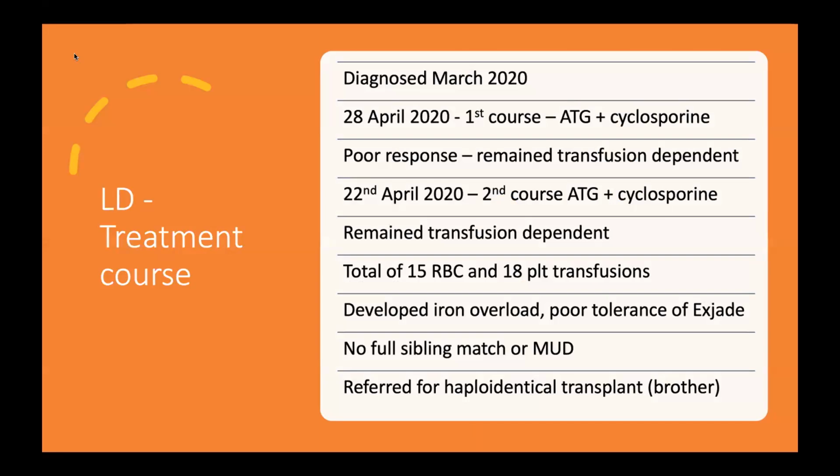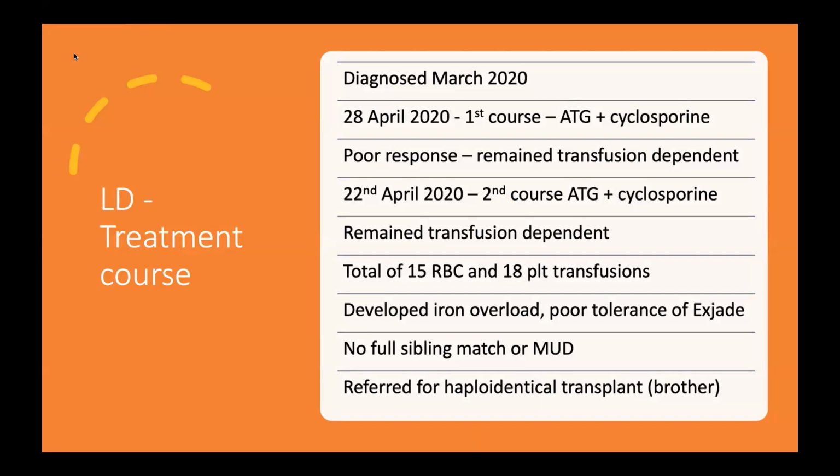So here there was no donor. She was diagnosed in March of 2020. A month or say 2 months later, she received her first course of ATG and cyclo. Unfortunately, there was a poor response. So if you follow the algorithm that David put up, she went on to a second course of ATG and cyclo. And we know typically that with the second course, your response rate is even lower, possibly around 30%.